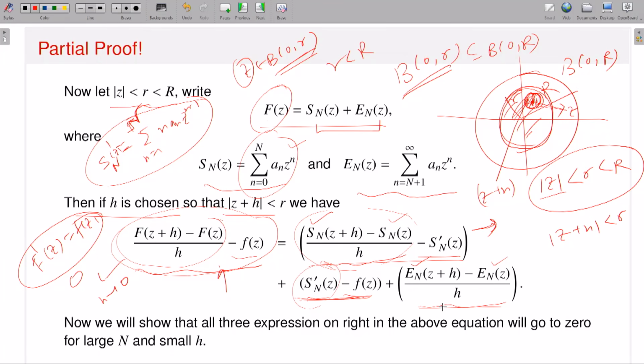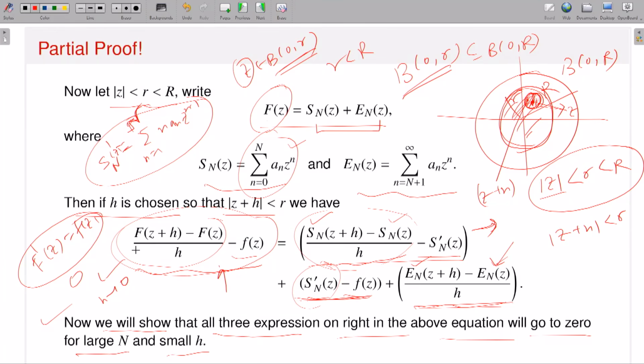So the only part remaining is to check the last part. If I prove that the last part also goes to 0 as h approaches 0, then by the epsilon by 3 argument each component goes to 0. Therefore the left hand side goes to 0, and then I am done. So now we will show that all three expressions on the right in the above equations go to 0 for large capital N and small h.